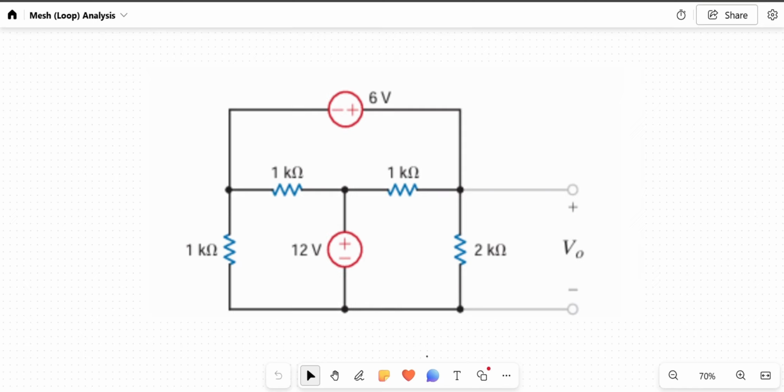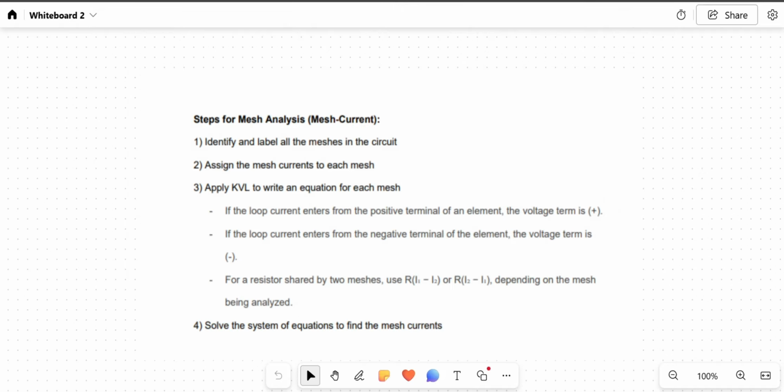In this video, we'll be solving a circuit that requires mesh current, or loop, or mesh analysis. So first, here are the steps. There are 4 simple steps: identify and label the meshes in the circuit, assign each mesh current to each mesh, apply KVL, and solve the system of equations to find the mesh currents.